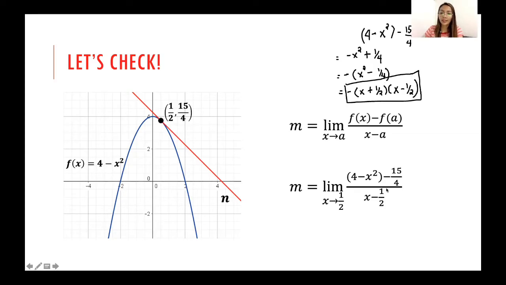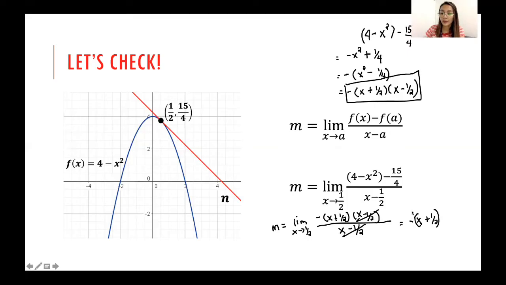Okay, so since na-simplify na natin, pwede na natin siyang ilagay dito. So we have m is equal to the limit of negative x plus 1/2 times x minus 1/2 over x minus 1, I mean 1/2, as x approaches 1/2. Okay, apply cancellation. So, pwede natin itong i-cancel dalawa. So, ang natira na lang natin is negative x plus 1/2.